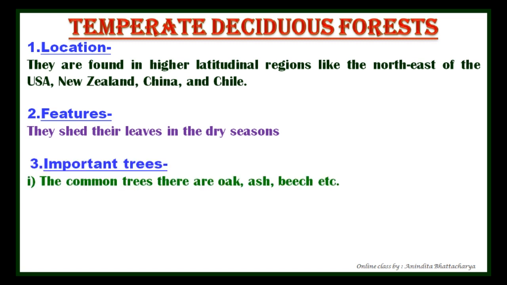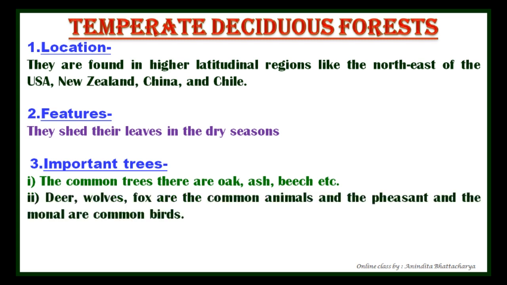Trees and wildlife in temperate deciduous forest. The common trees are oak, ash, beech, etc. Deer, wolves, fox are common animals found over there, and pheasant and the moonal are common birds we can see in the temperate deciduous forest.